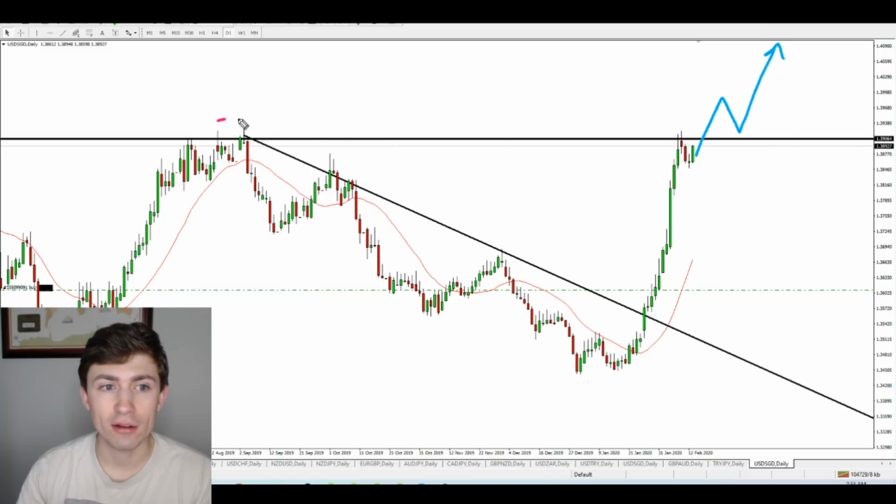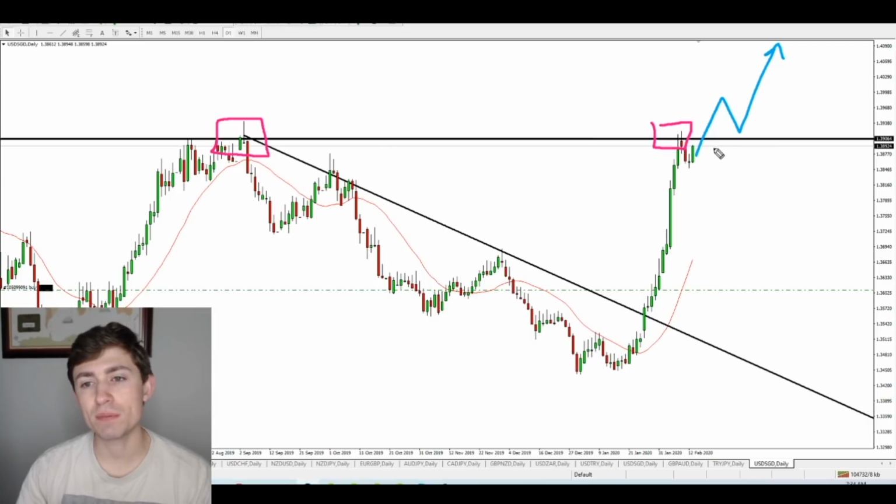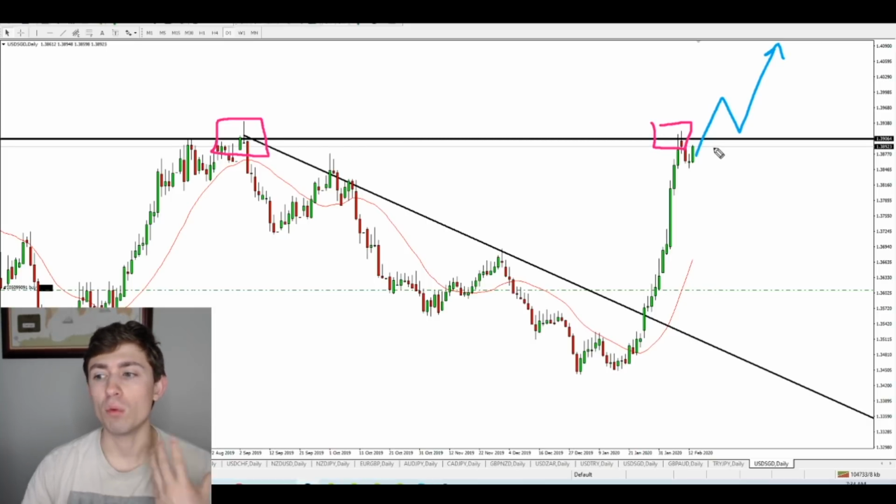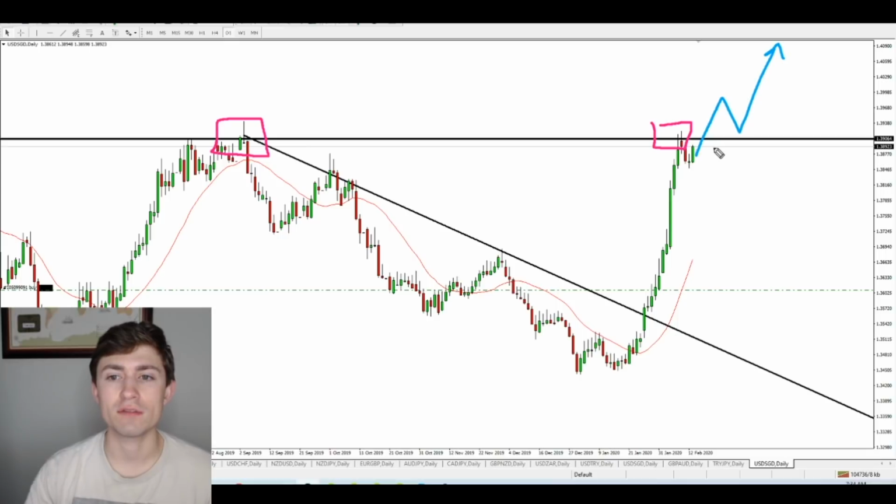here that we pointed out actually get broken and disrespected to the upside. What that would show me is that buyers are strong enough to be breaking through this significant level, and I want to continue to be in my trade and I'll continue to trail my stop from there. So we'll see ultimately what decides to happen here.